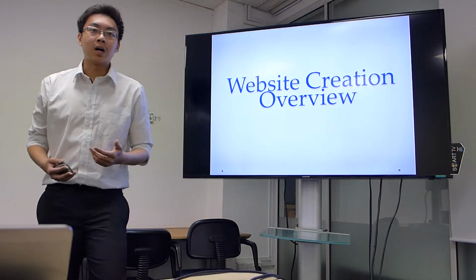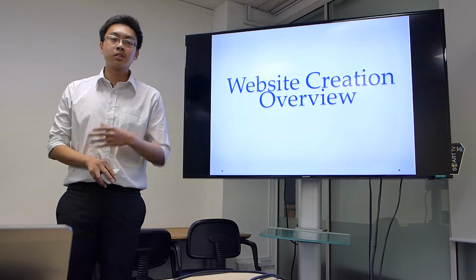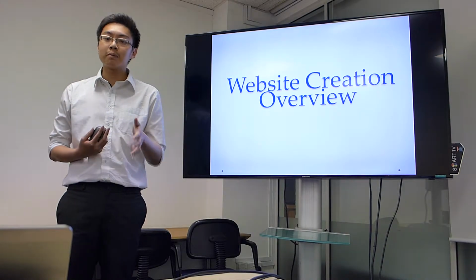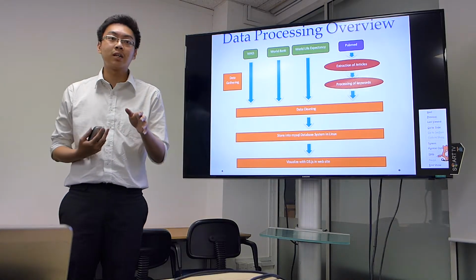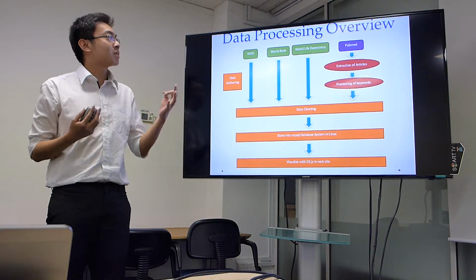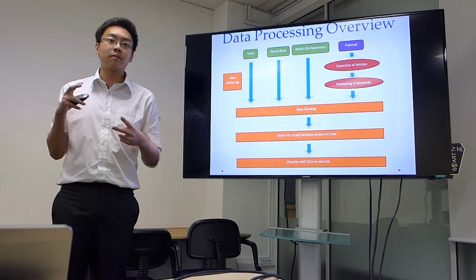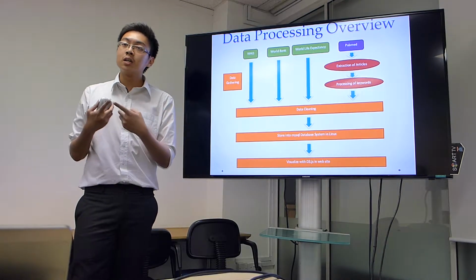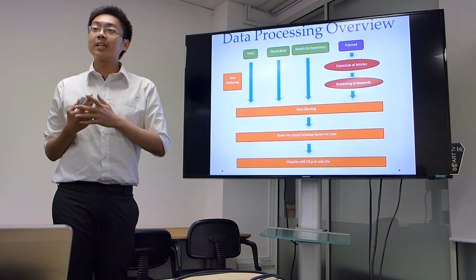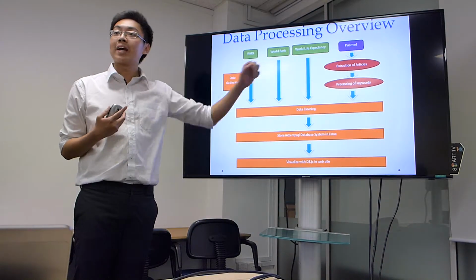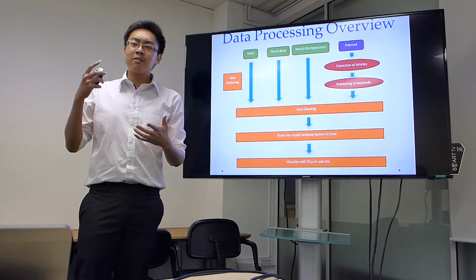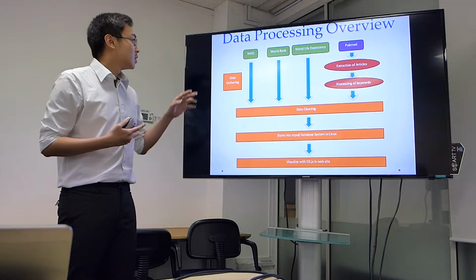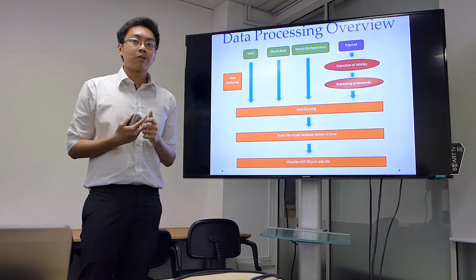Okay, so let me talk about our website creation overview. Since I'm the lead in charge of data gathering, let me talk about the data gathering part of the website. In the data processing overview, there are two different types. One is about the graphs and charts. For graphs and charts, we collect data from WHO data, World Bank, and World Life Expectancy. It can be in many different formats, like text files and CSV files. So these are the chart and graph parts.